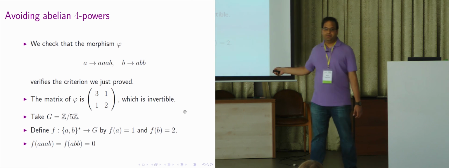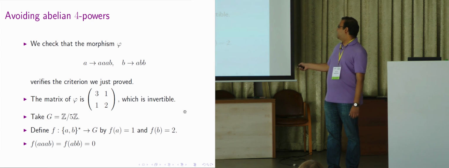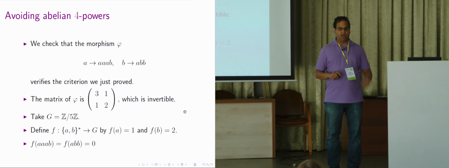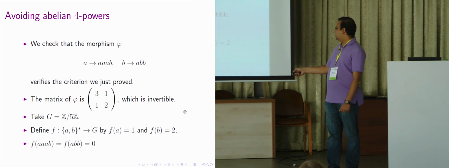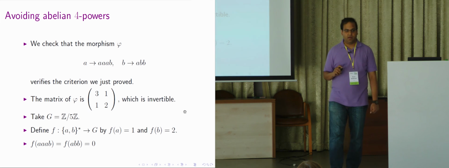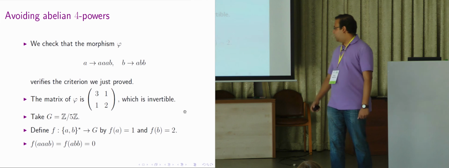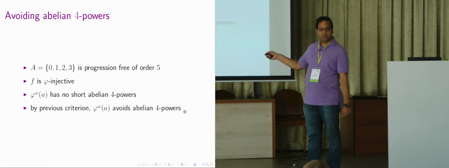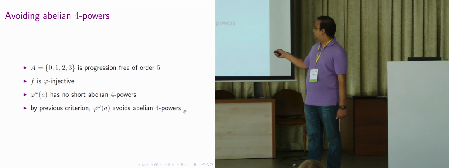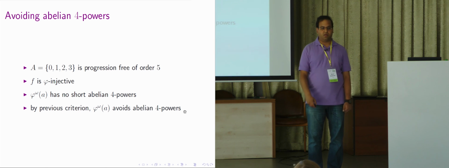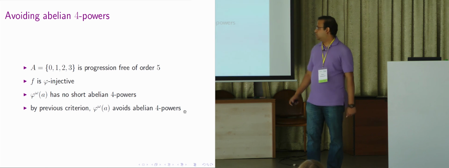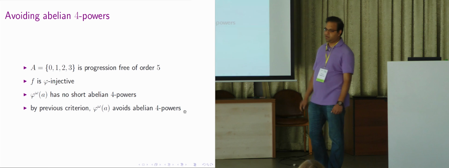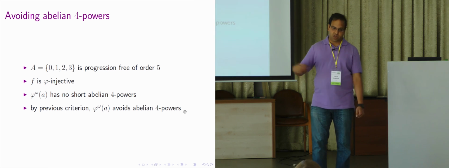I need a weight function. So I say the weight of A is 1, the weight of B is 2. I have to check that the weights of the images are all 0 in Z5. So I can check 1 plus 1 plus 1 plus 2 is 0. 1 plus 2 plus 2 is 0. Right? The weights are 0 in Z5. I need to compute all the weights of prefixes. This is what I get. And there is no length 5 arithmetic progression in there. I need to check that phi is injective. So I check that.